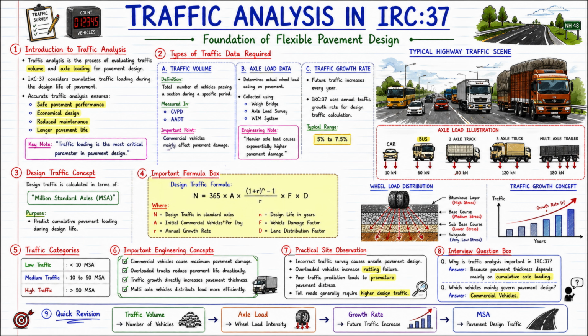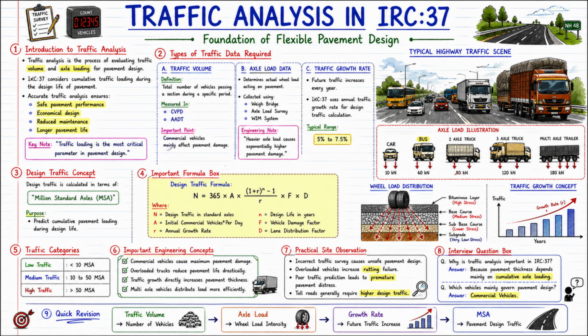Two key types of traffic data are required. Now here it is explained which traffic data is required for pavement design. A. Traffic volume. Now what is traffic volume? Vehicles passed in a specific time. Now what is it measured in?